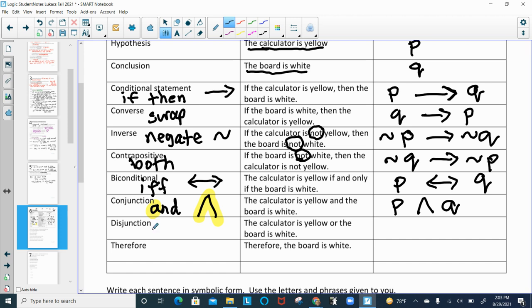And for a disjunction, it's just flipped upside down. It looks like a V. In fact, let me clean that up just a little bit. So the calculator is yellow or the board is white.